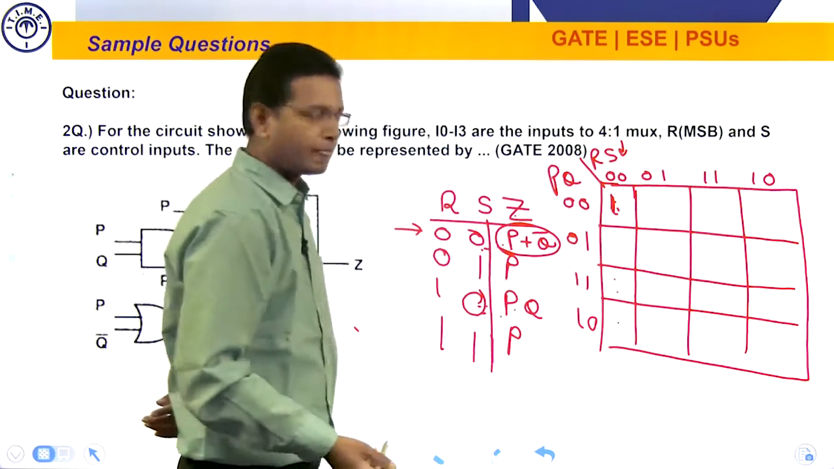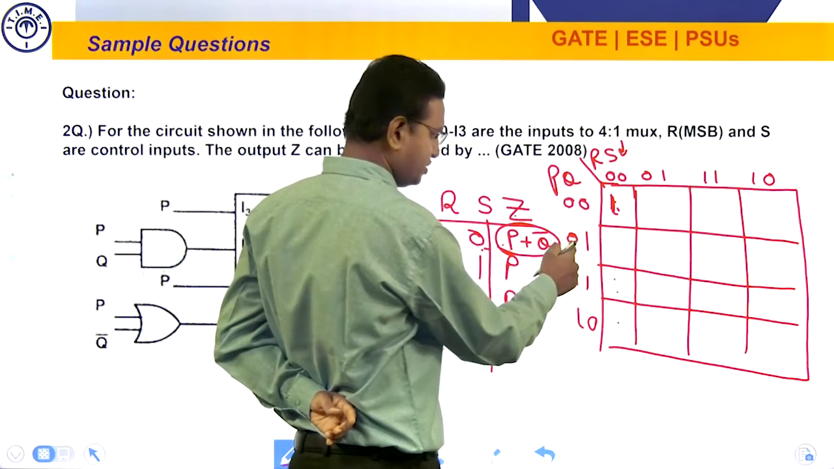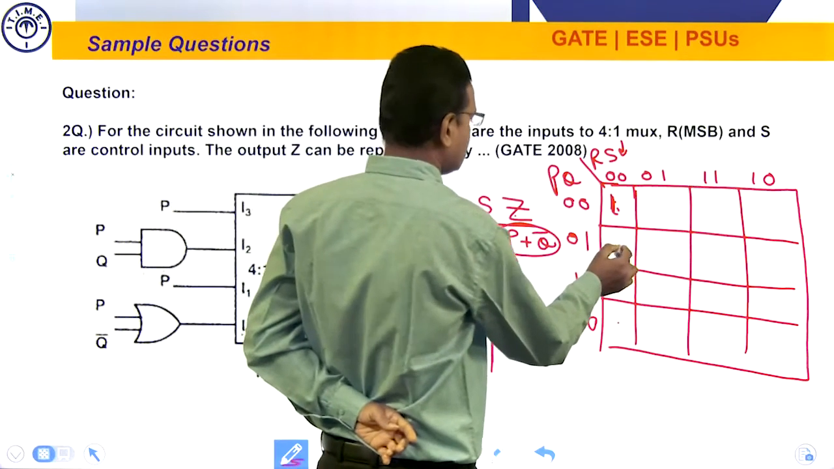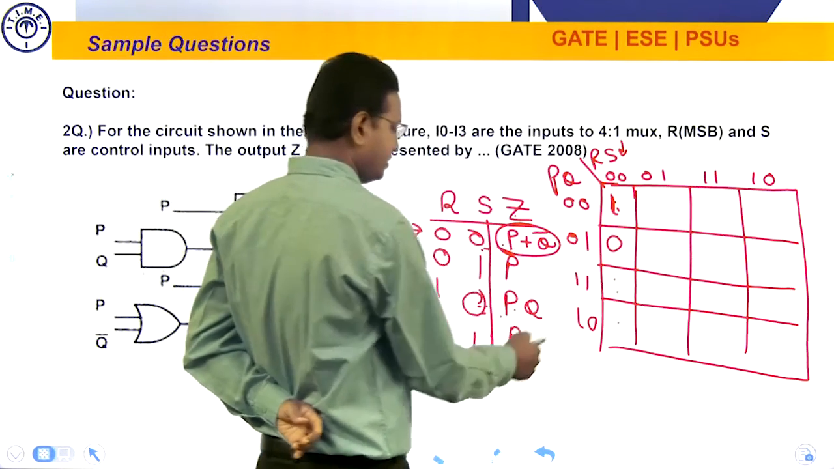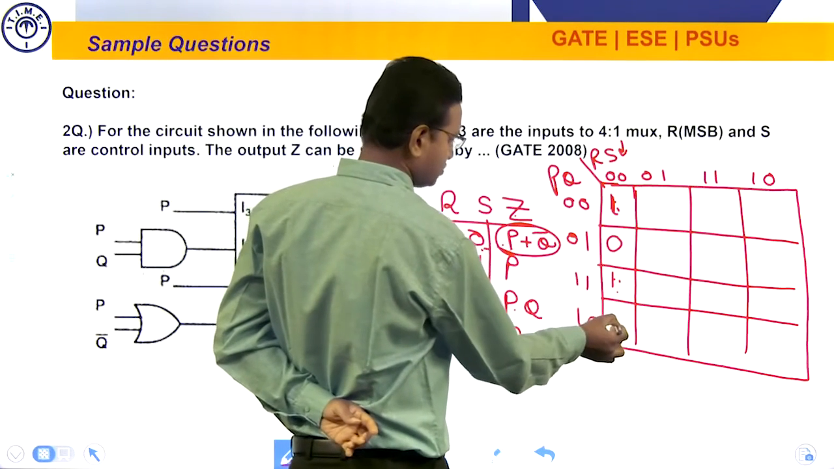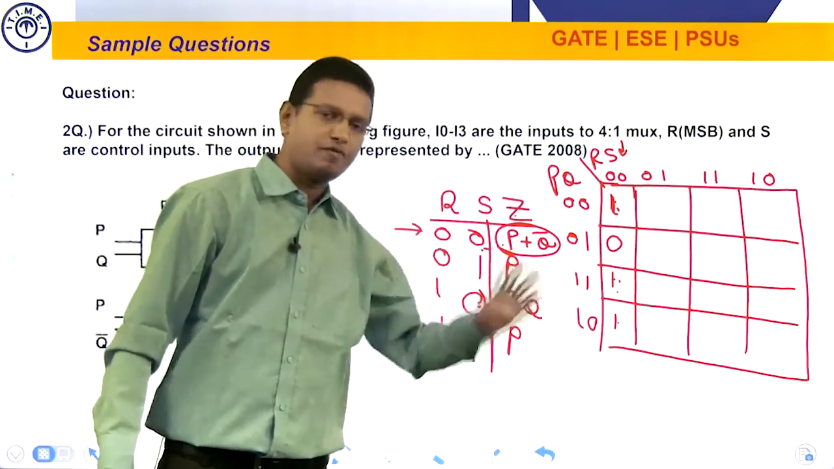For this cell, it is 0 plus 1 bar. Here p is 0, q is 1, and the value is p plus q bar. So 0 plus 1 bar is 0 plus 0, that is 0. And this is 1 plus 1 bar, that is 1, and 1 plus 0 bar, that is 1. That means using a single row I have filled up the 4 cells.